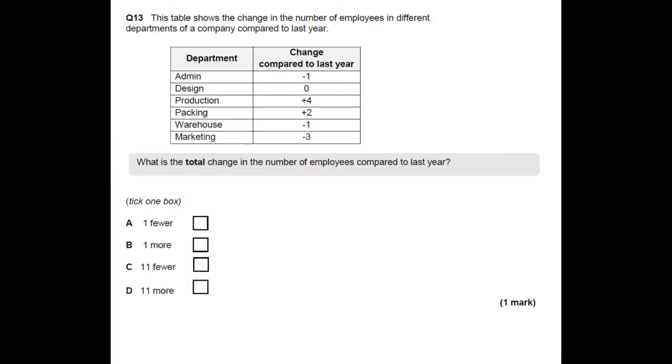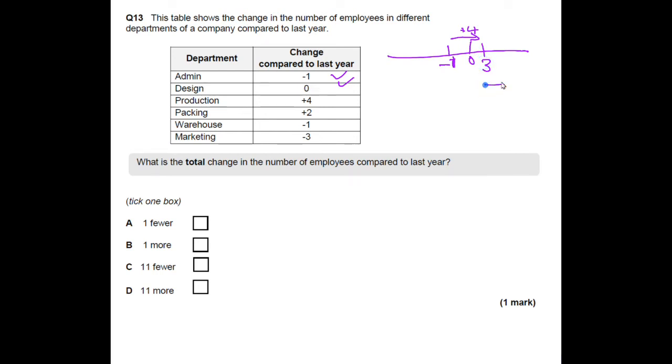Question 13. This table shows the change in the number of employees in different departments of a company compared to last year. What is the total change in the number of employees compared to last year? So looking at our number line, and we start off at -1, design doesn't change where we are. So we increase by 4 for production, and we end up at positive 3.